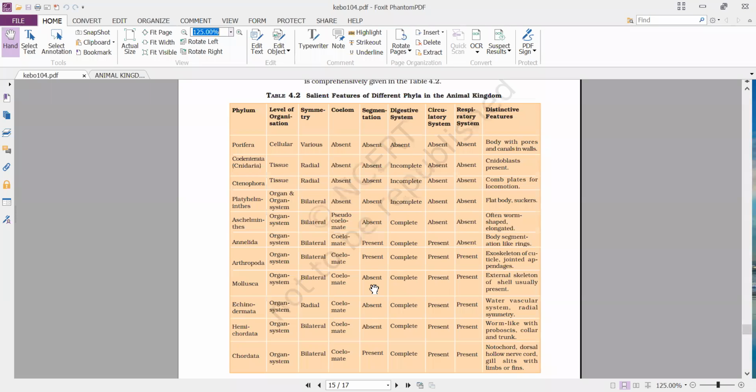organization, whereas the coelenterates have a tissue level of organization, and the ctenophores also have a tissue level of organization. Platyhelminths have an organ level of organization, and starting from aschelminths up to chordates, that is annelids, arthropods, mollusks, echinoderms, hemichordates, and chordates, in all these we find an organ system level of organization.